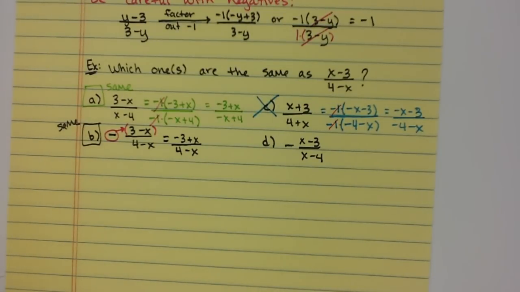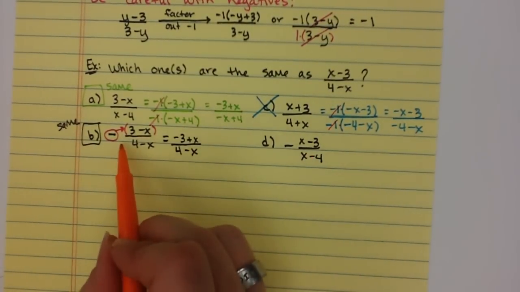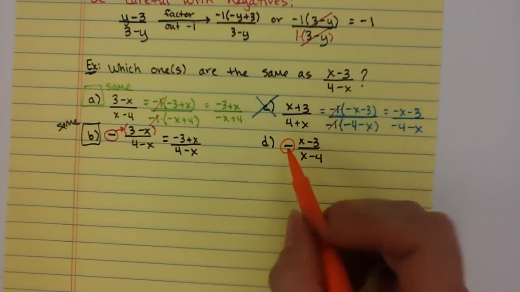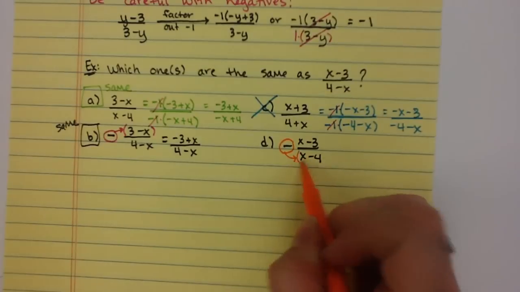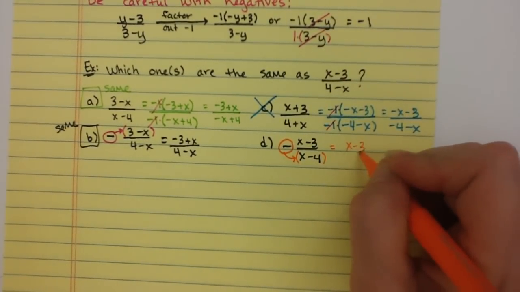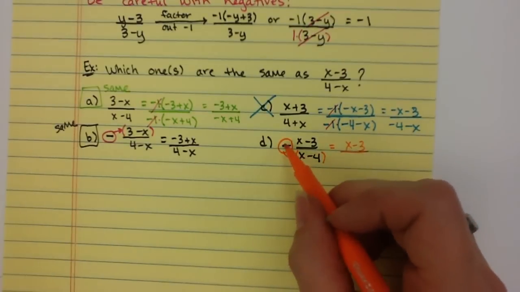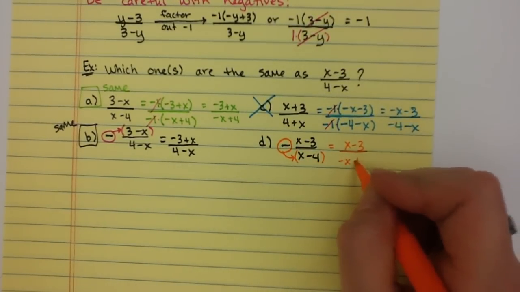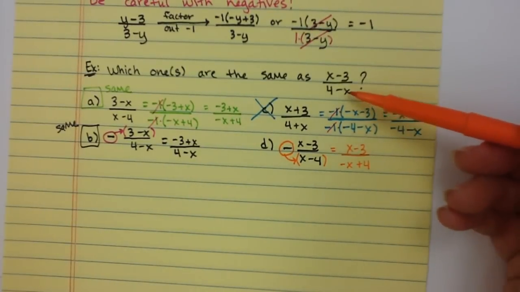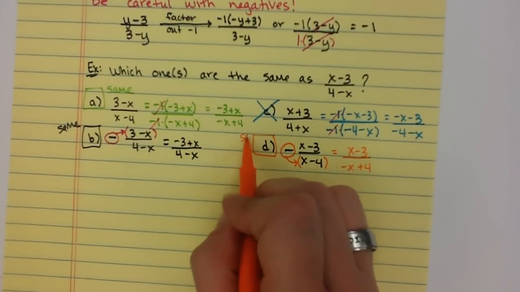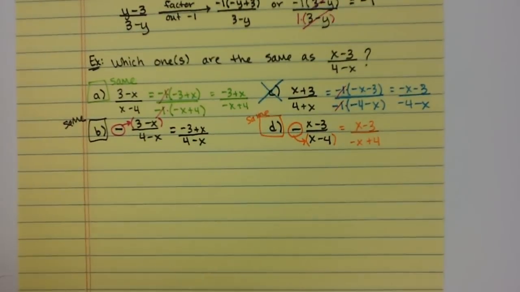And then letter D. Letter D looks similar to letter B, but this time I'm going to let my negative sign distribute to my denominator because the numerators already match. So I'll keep my numerator the same, x minus 3, and do -1 times x gives me -x. -1 times -4 is plus 4. 4 minus x is the same as -x plus 4. So letter D is also the same. So 3 of these were the same and only 1 was different.